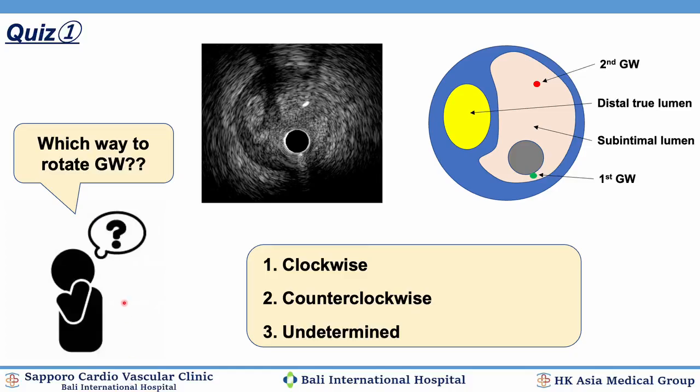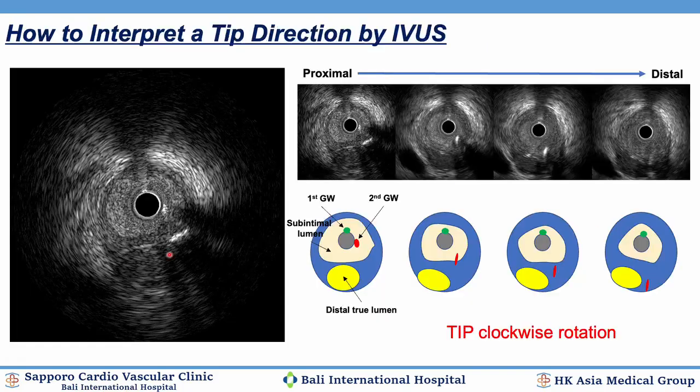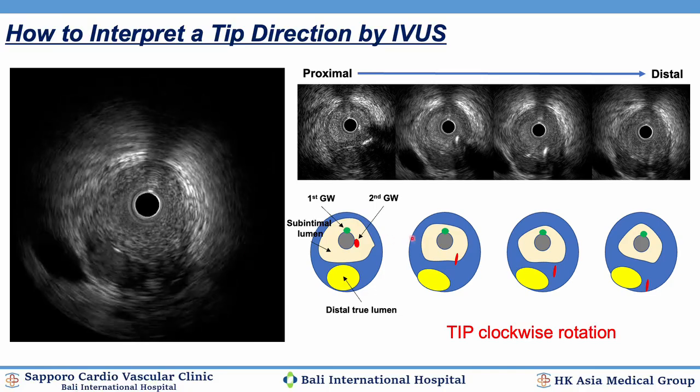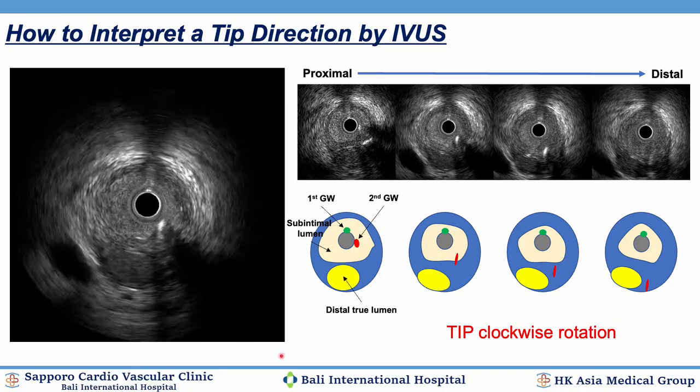So here's a question for you. From this IBUS image, how would you then turn the guide wire? Undetermined. However, with tip detection, we see that we can turn the guide wire further clockwise. Okay, you see? Shaft, tip here, then tip clockwise rotation.